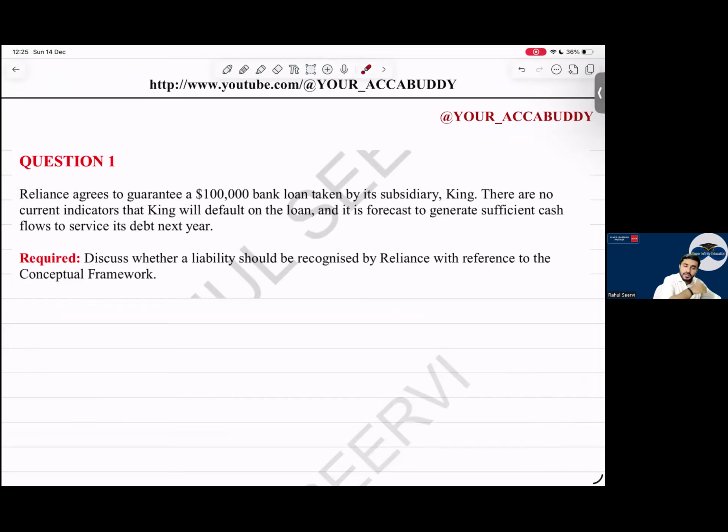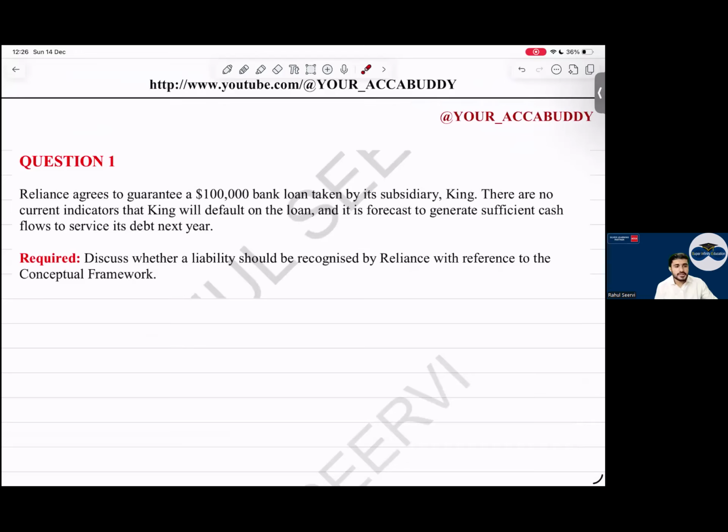Okay, sir. Reliance agrees to guarantee a $1 lakh bank loan taken by its subsidiary King. There are no current indicators that King will default on the loan, and it is forecast to generate sufficient cash flows to service its debt next year. Discuss whether a liability should be recognized by Reliance with reference to the conceptual framework.